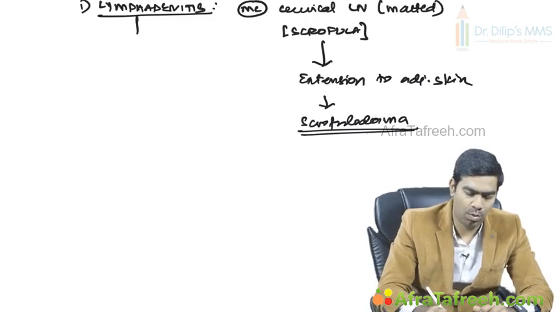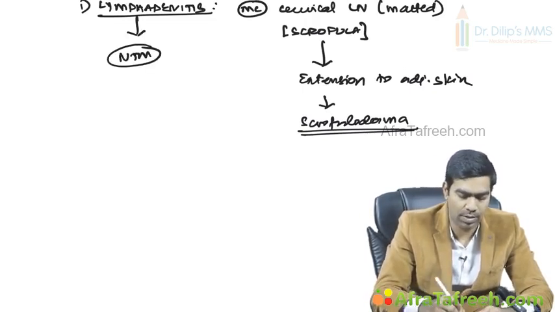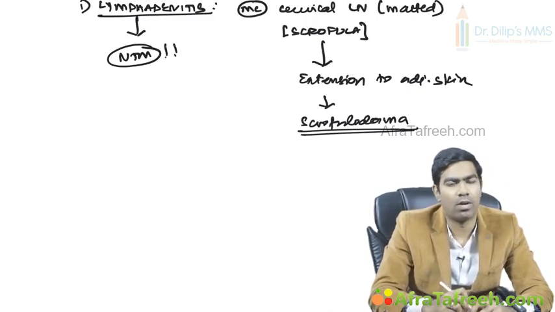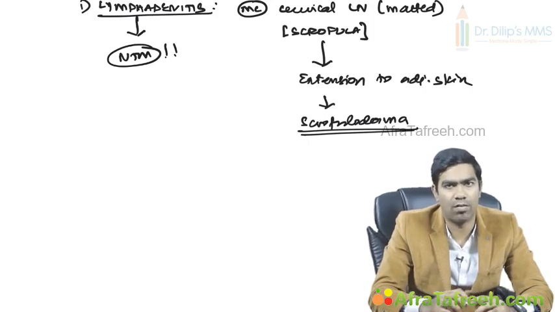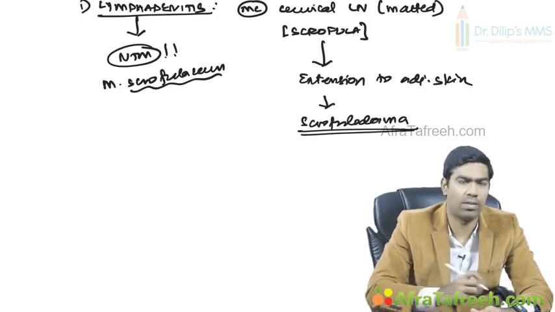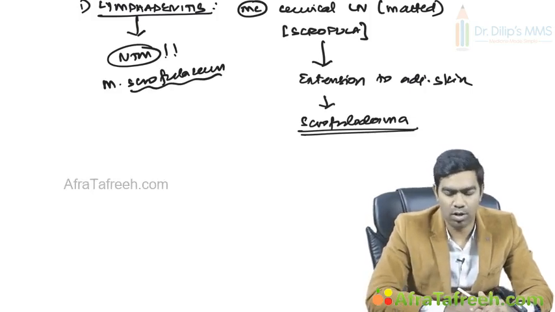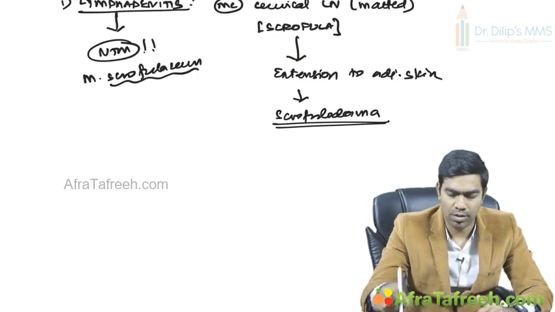Remember one more point, that this lymphadenitis may be caused by certain non-tuberculous mycobacteria also. One of the important non-tuberculous mycobacteria that causes this kind of lymphadenitis, scrofula and scrofuloderma is Mycobacterium scrofulaceum. The name itself tells you that. Actually, it's a non-tuberculous mycobacterium. You have to be very careful about that also. Clear? So let us see some images.